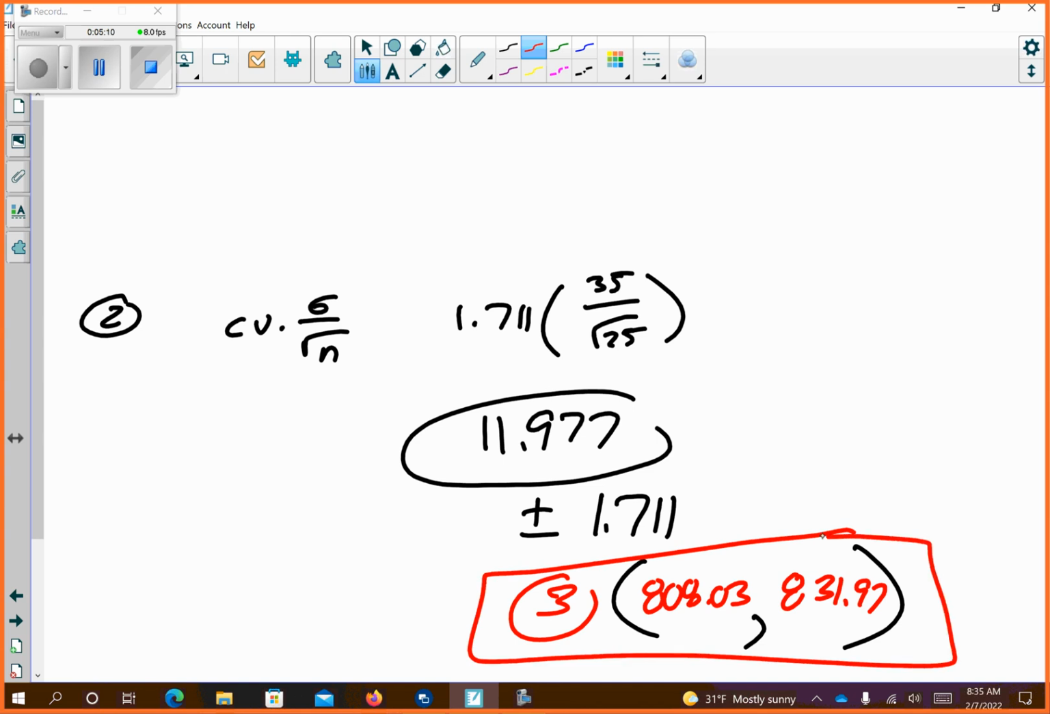So basically for number 2, we are 90% sure that if we recapture our information, we're going to fall somewhere in there. That's our confidence interval. Interpret the meaning of this confidence interval in context. So we're 90% confident that the average calorie count of cheeseburgers at this particular restaurant is between 808.03 and 831.97. Not too bad.